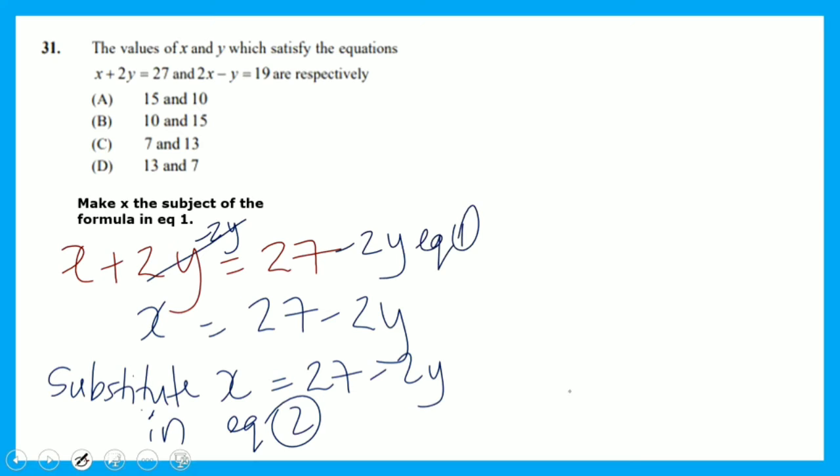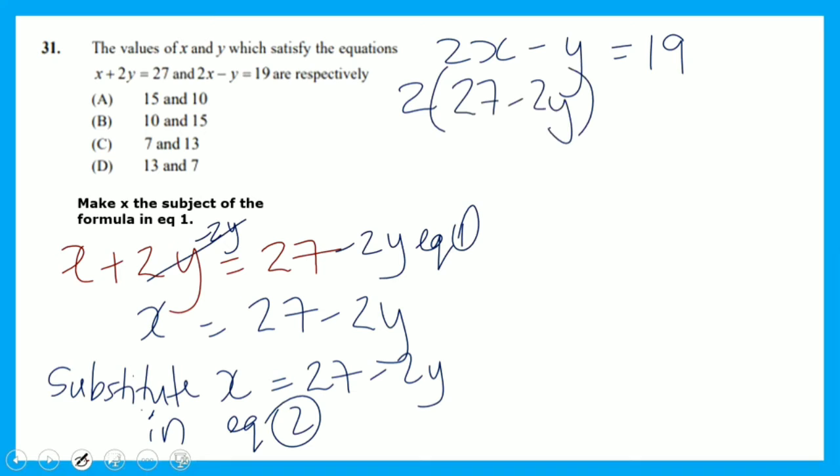All right, so here's equation 2. 2x minus y equals 19. And in place of x, we're going to have 27 minus 2y. All right, so this is 2 times x. So we're going to put 27 minus 2y in that space, and we still have minus y here equals 19.